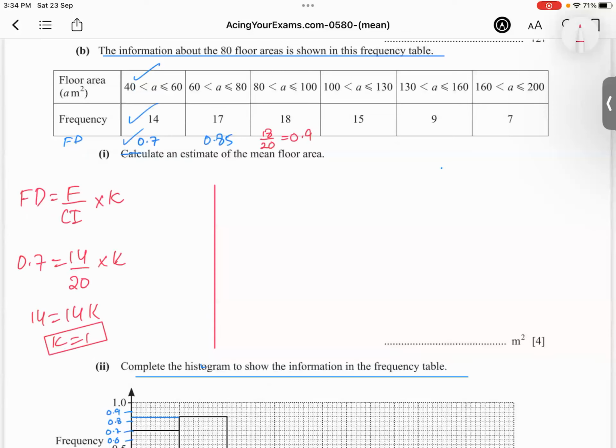Please check. 15 is the frequency, class interval is 30 because 130 minus 100 is 30. So 1 by 2 means 0.5. Okay, 9 divided by 30. So 9 divided by 30 is what, please? 9 divided by 30.